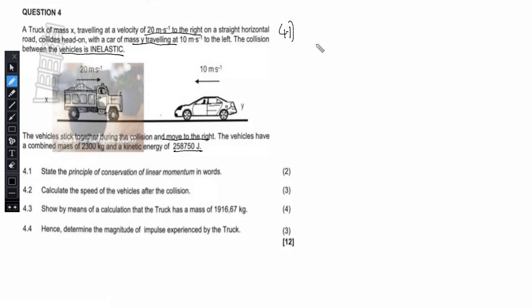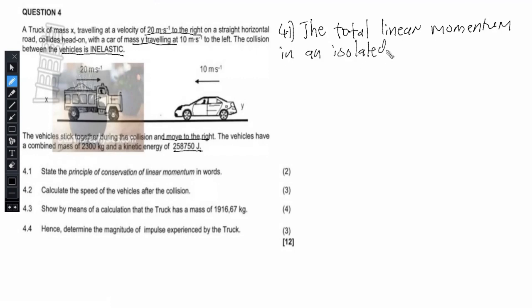Then 4.1 says, state the principle of conservation of linear momentum in words. So quickly on that one for 2 marks, we say that the principle of conservation of linear momentum states that the total linear momentum in an isolated system is conserved. Use the word isolated system and not closed system. Right. Okay, so now we have 4.2.